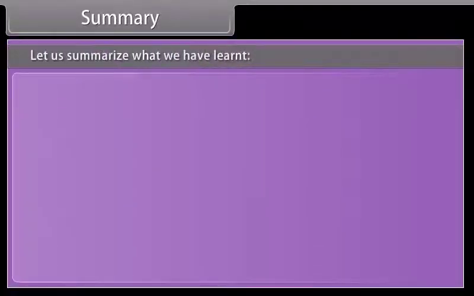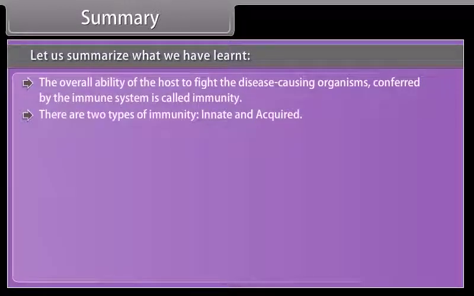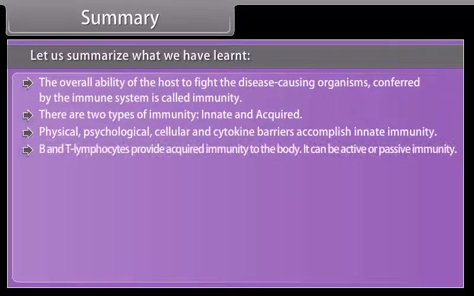Summary. Let us summarize what we have learned. The overall ability of the host to fight the disease-causing organisms conferred by the immune system is called immunity. There are two types of immunity, innate and acquired. Physical, physiological, cellular, and cytokine barriers accomplish innate immunity. B and T lymphocytes provide acquired immunity to the body.